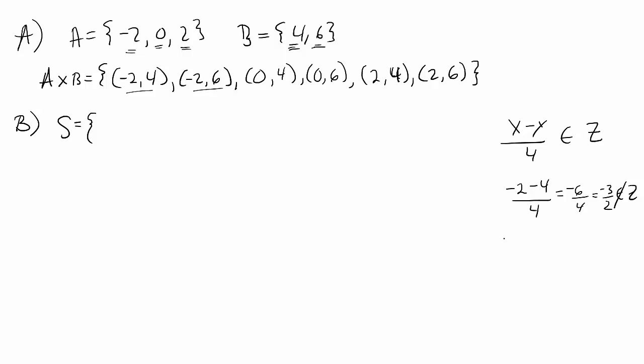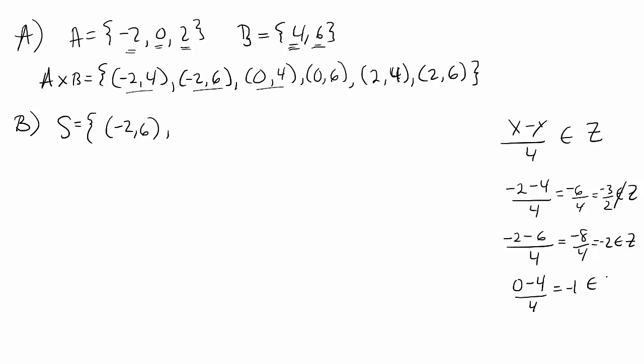What about (-2, 6)? So (-2 - 6) over 4. This would be -8 over 4, that's -2. That is an integer, so that ordered pair (-2, 6) is in the relation. What about (0, 4)? (0 - 4) divided by 4, that's -1. That is an integer, so that is in our relation. (0, 6): (0 - 6) divided by 4, that's -3/2. That is not an integer.